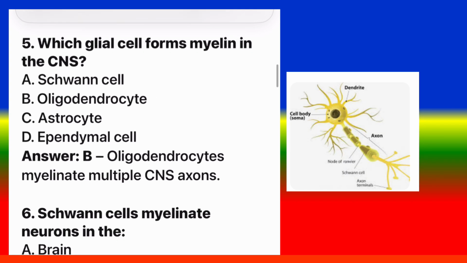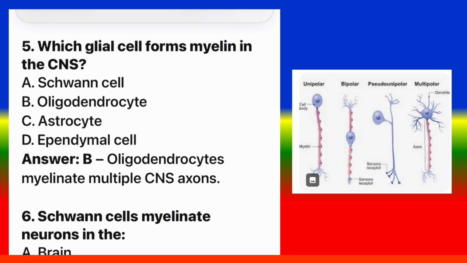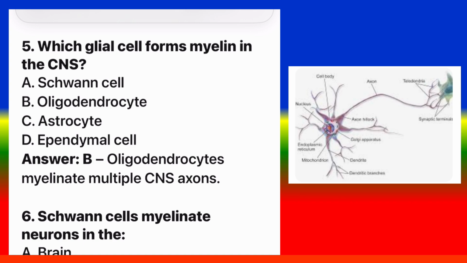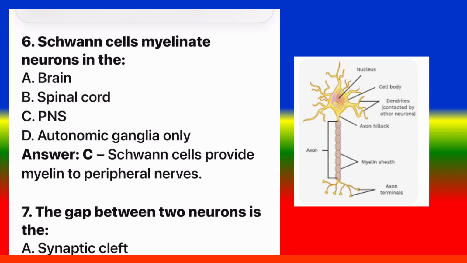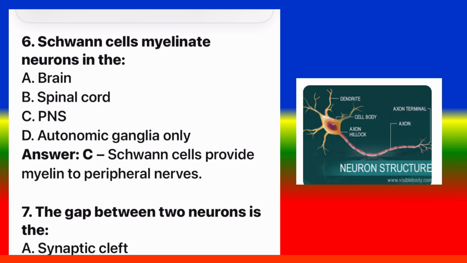5. Which glial cell forms myelin in the CNS? A, Schwann cell, B, oligodendrocyte, C, astrocyte, D, ependymal cell. Answer B, oligodendrocytes myelinate multiple CNS axons. 6. Schwann cells myelinate neurons in the A, brain, B, spinal cord, C, PNS, D, autonomic ganglia only. Answer C, Schwann cells provide myelin to peripheral nerves.